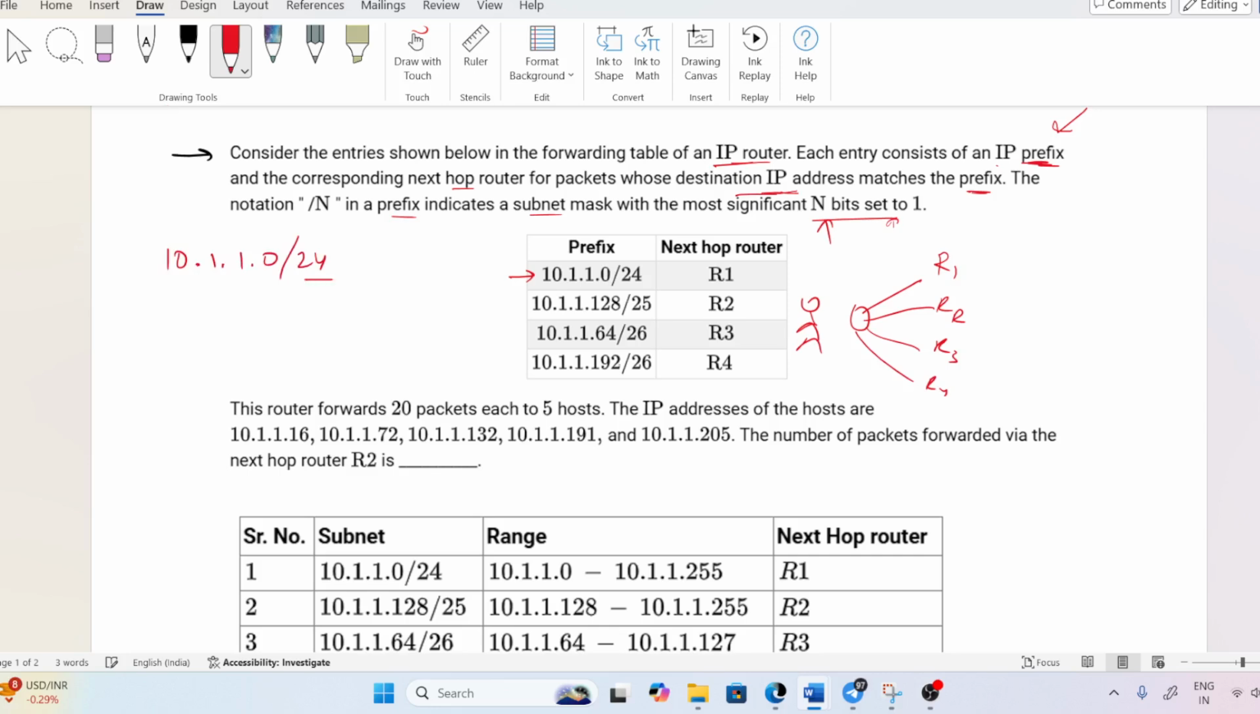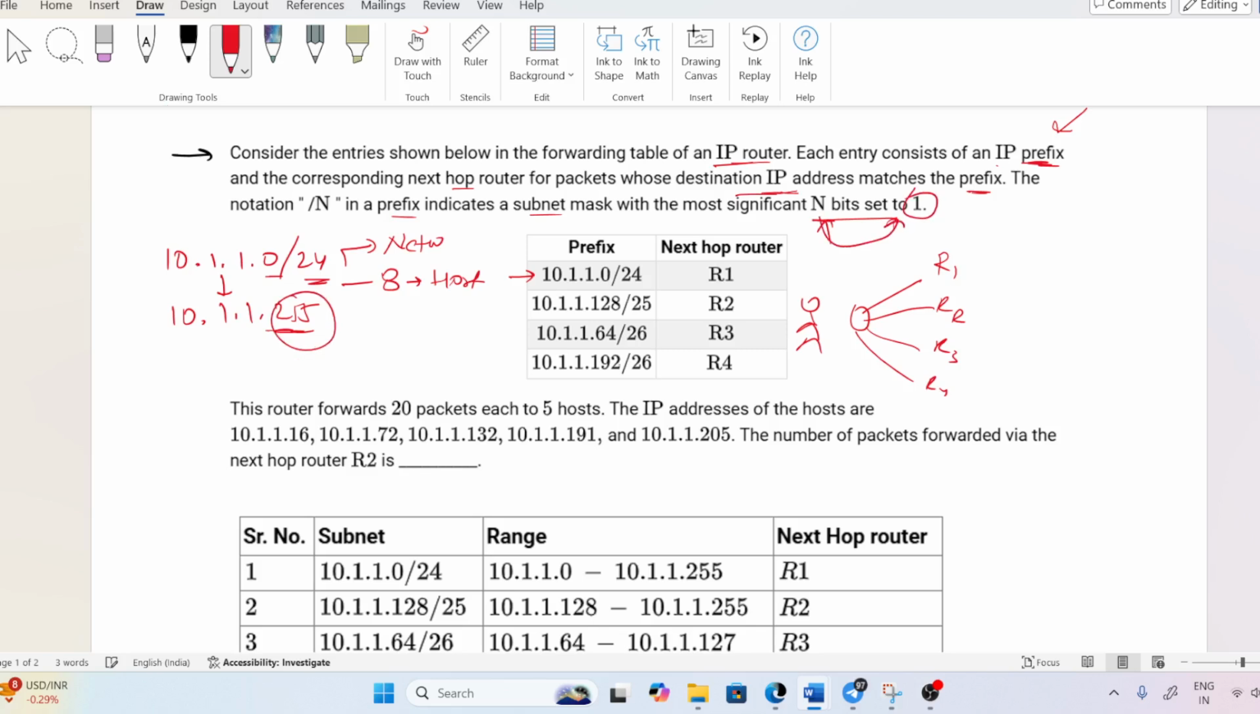10.1.1.0/24 means 24 bits are reserved for the network and 8 bits are reserved for the host. So when I do the subnet masking, the maximum I can write here is 10.1.1.255. This says you can fully use the host IP address, with the host bits set to 1.